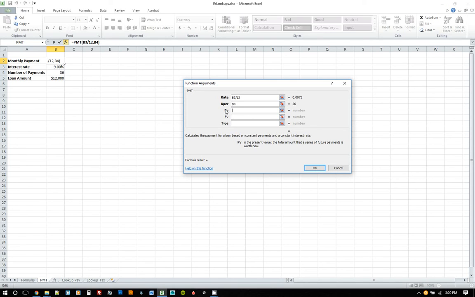So the last required one is the PV. It's the present value. It's the total amount that a series of future payments is worth now. More or less, how much is the loan? In this case, our loan is $12,000. As you can see here, loan amount $12,000. So I'm just going to click on that cell, and we're good to go. Again, no extra calculations need to be done. It's just the total amount of the loan when you first took it out. From there, we just click OK.